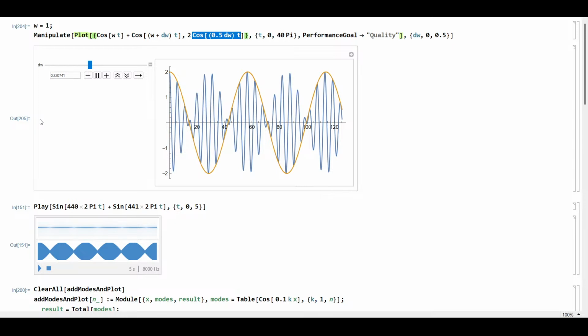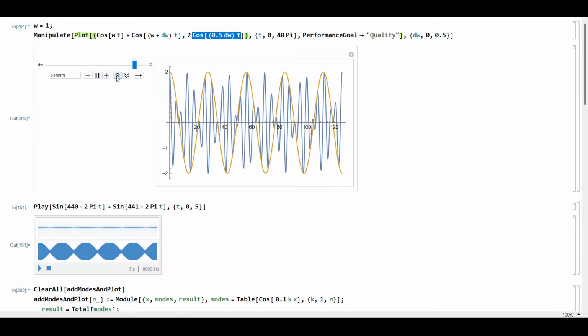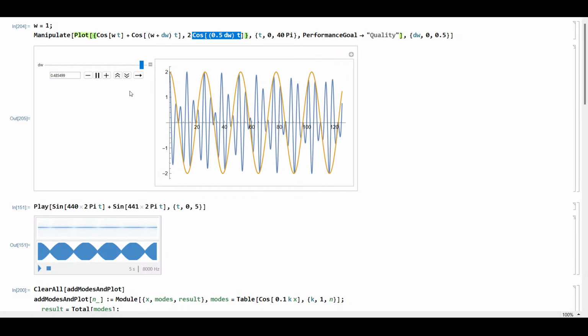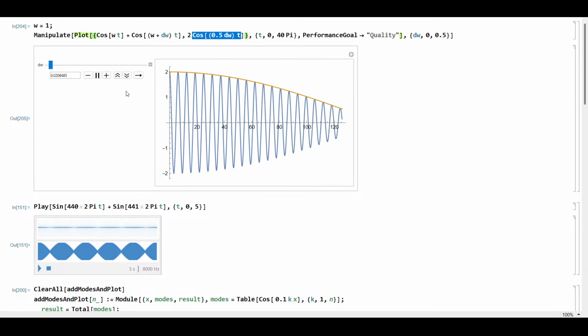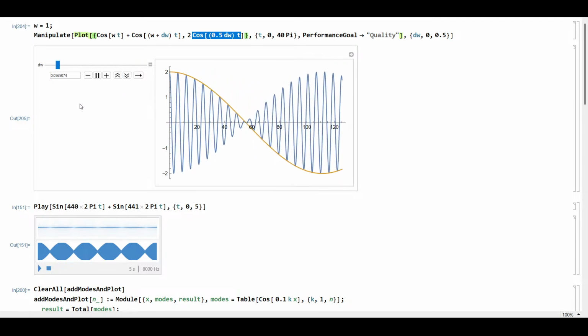Does anyone have any question regarding this modulation? If you have some questions, please let me know. So this was the animation for this modulation.